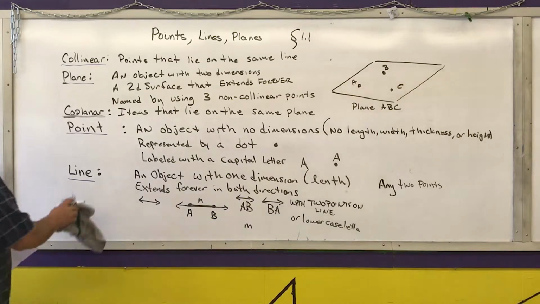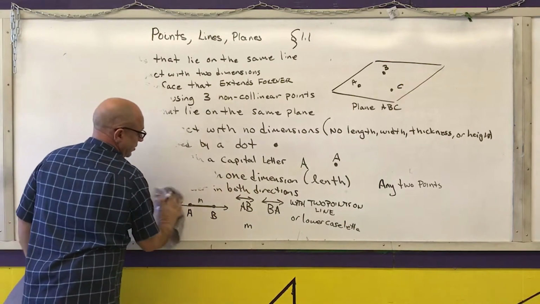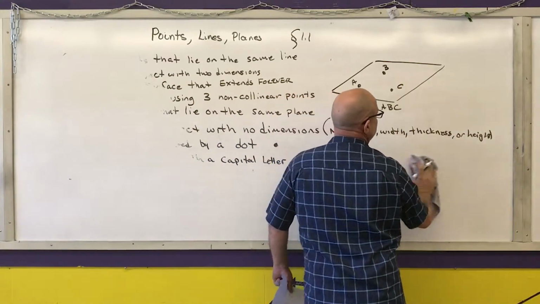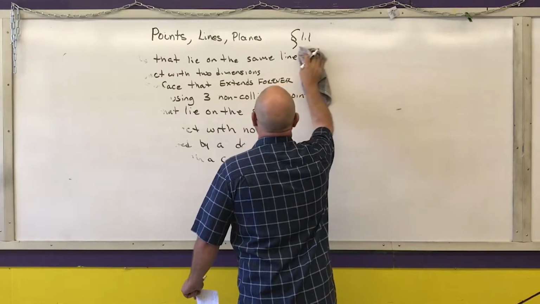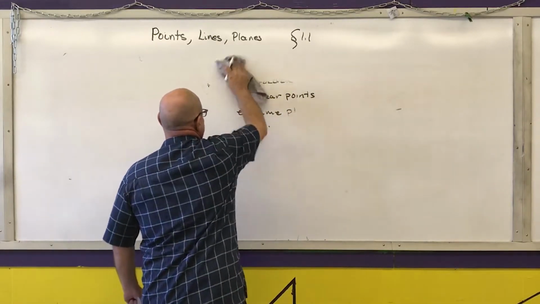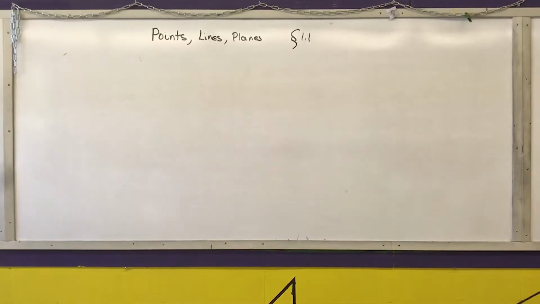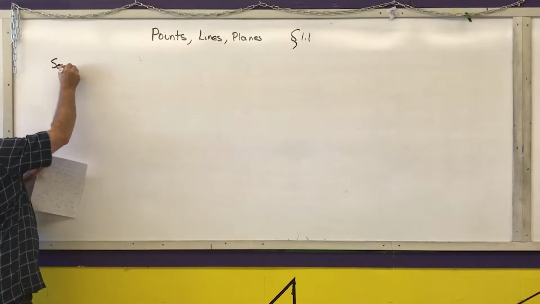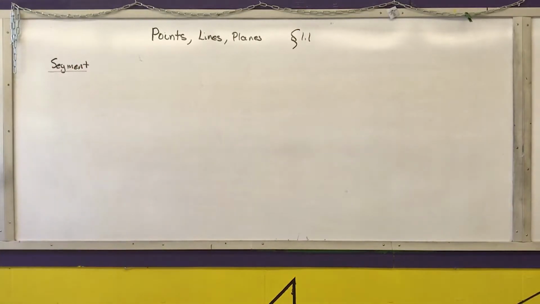The next thing our textbook talks about are our defined terms. Okay, and again, all of these defined terms need to be in your vocab book. Okay, they should also be in your notes. So the first defined term we are going to talk about is a segment. Another way you may have heard about this in the past is as a line segment.